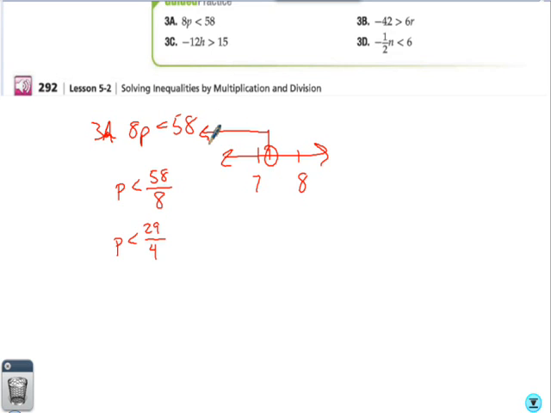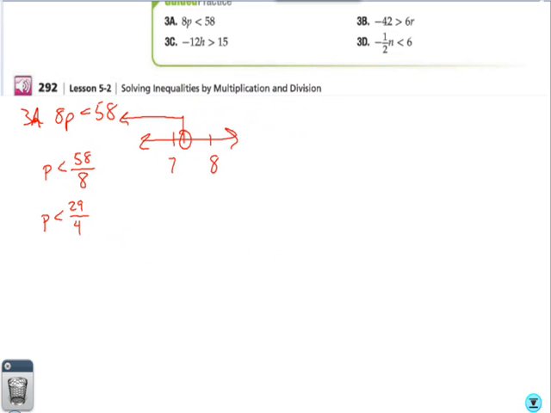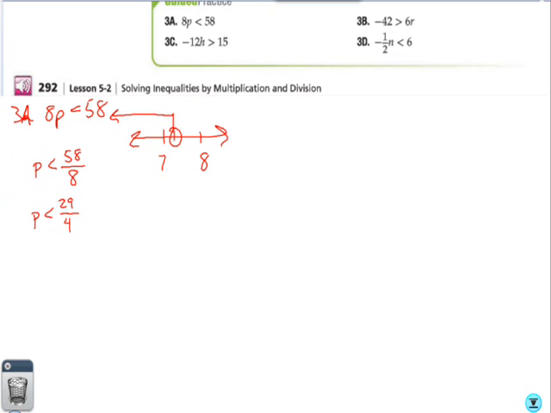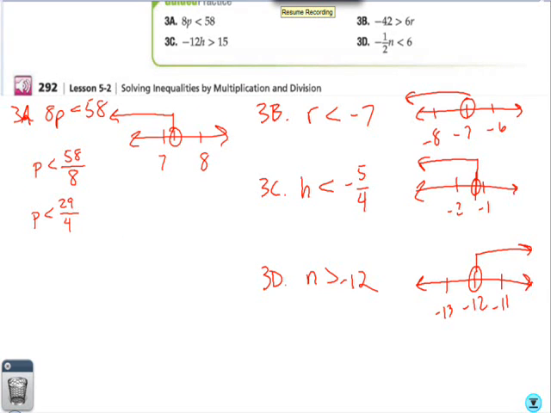That's it. Okay. Go ahead and pause the video here. See if you can get answers to 3B, 3C, and 3D on your own. Go ahead and pause the video now. Okay, so there are our answers for 3B, 3C, and 3D. Make sure that you have those. If you don't, try them again, see if you can get those answers.